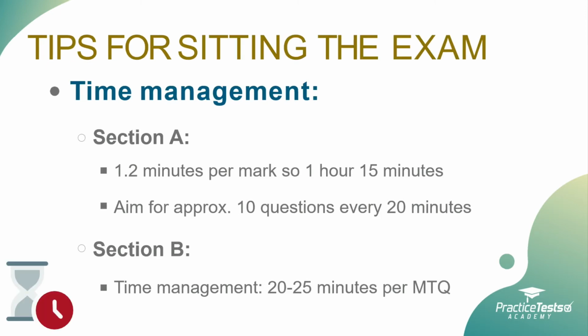So in terms of how you manage your time in the exam, for section A, 120 minutes in total, so that's 1.2 minutes per mark in the exam. So for section A, you want to spend round about 1 hour 15 minutes on that section. I would aim for round about 10 questions every 20 minutes or so. Keep an eye on the clock and look 20 minutes ahead and look at your question number that you're on now and say I'm going to get 10 questions done in that next 20 minutes. When it comes to section B, that gives you around about 20 to 25 minutes per multitask question.